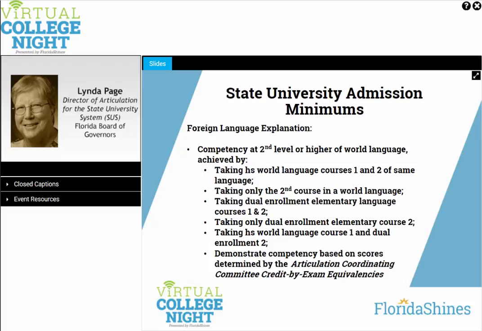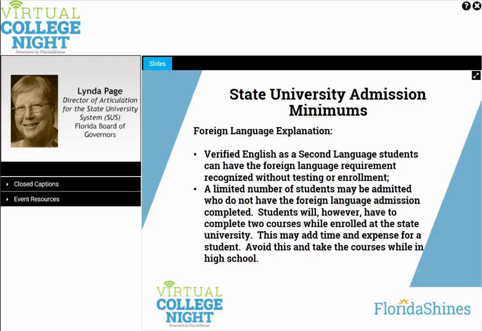Part of the core requirement is competency at the second level or higher in a world language. This can be achieved by completing the second level course by itself or by taking the first and second courses together. And you can see there's lots of different options, which, based on time, I'm not going to go through.